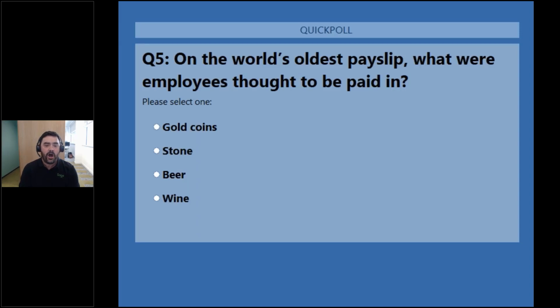So on the world's oldest payslip, what were employees thought to be paid in? So were they paid in gold coins? Were they paid in stone? Was it beer? Or was it wine? So if you came to our webinar on Tuesday, you'll have seen the world's oldest payslip. But what were the employees paid in? Gold coins, stone, beer, or wine?